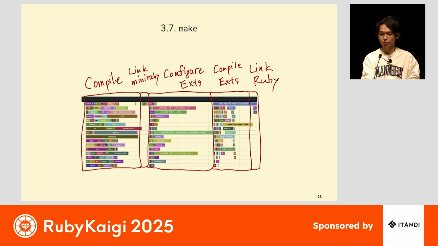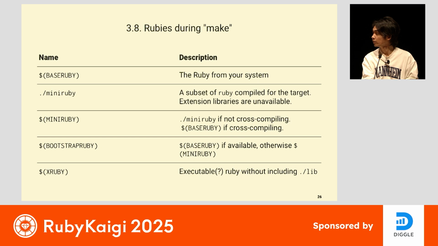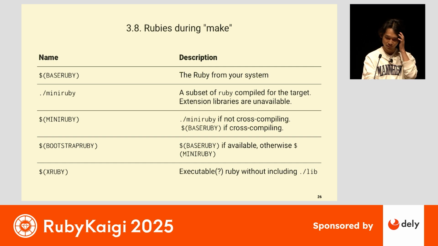Compiling C files is straightforward, nothing special here. But you might notice that I mentioned mini Ruby here. That's another tricky part of the process. We actually use several different Ruby variations during the build process, and each one serves a specific purpose. We start with base Ruby, which is Ruby already installed on your system. And then we build mini Ruby, which is a minimal version of Ruby, but cannot use extension libraries. There are still other Rubies, but the relationship between these Rubies gets a bit complex when cross-compiling. So let's skip them today.